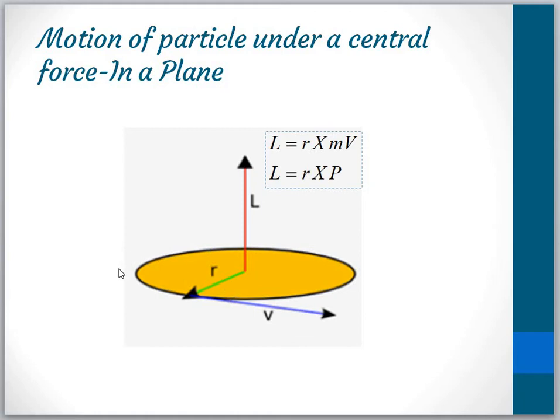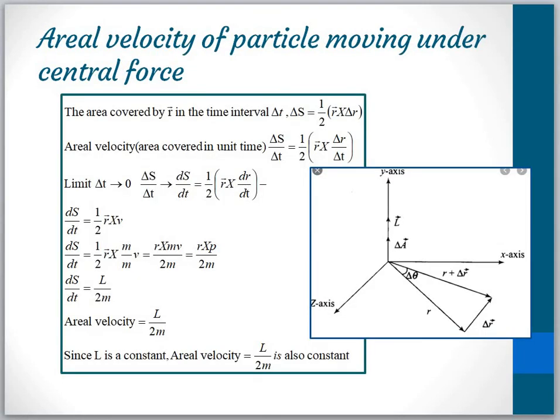So that is one of the important properties of the central force. The particle which is moving under central force should always move in a plane. So that is the third property. First we know that the angular momentum is a constant, torque is a constant. Then the particle which is moving under central force should be in a plane. That is the third property. One of the other important properties of the central force is that the aerial velocity of the particle which is moving under central force is a constant.